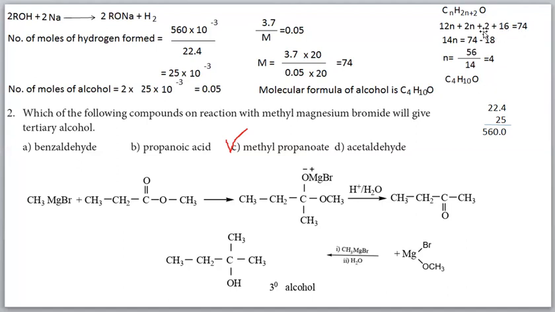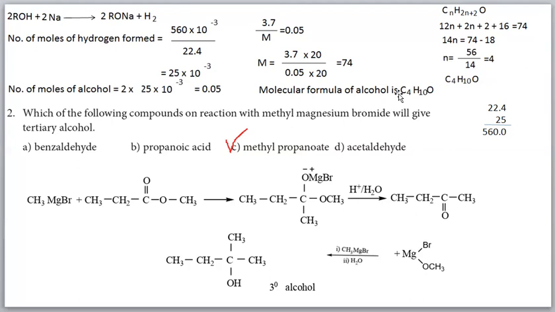Then these two we can add, we will get 18. This value we can shift to the right, so minus 18. On the left side you see 12n plus 2n, 14n equals 74 minus 18 equals 56. So n is equal to 56 divided by 14. When we cancel, we will get 4. So the number of carbon is 4.